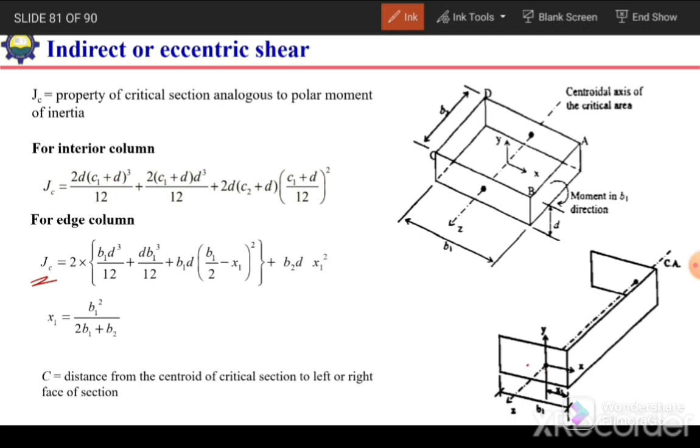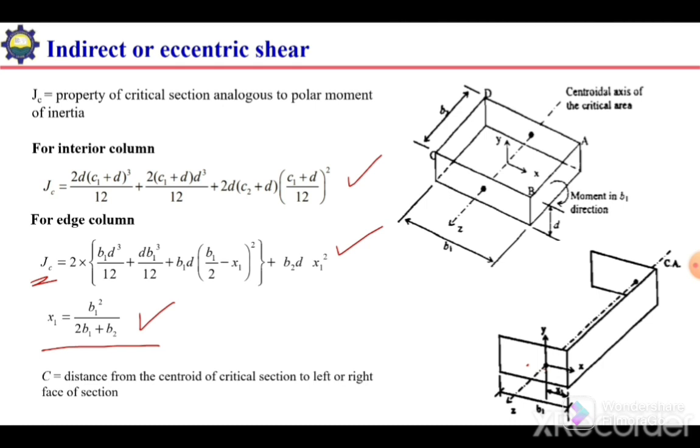So for the centroid, the distance from this centroid up to the face is x1. We can calculate it by using this equation, and similarly the Jc value can be calculated by using the second equation for edge columns. I am not going into detail on how we can calculate it or develop this equation. We can directly use this equation given in the ACI code.